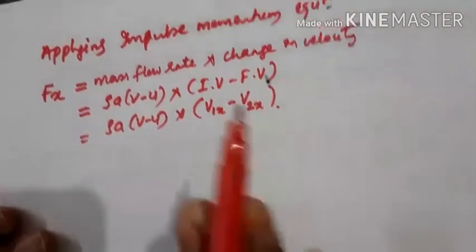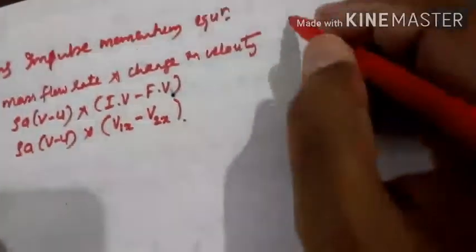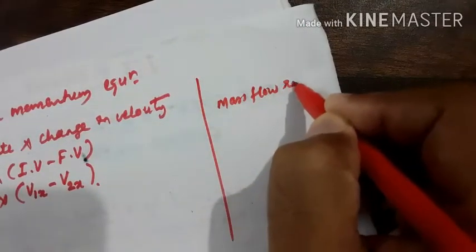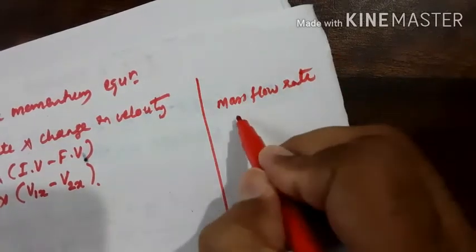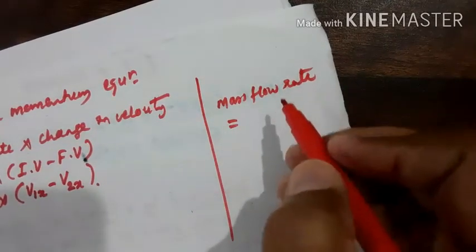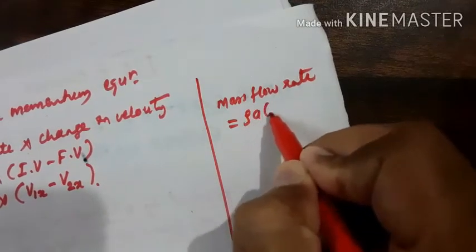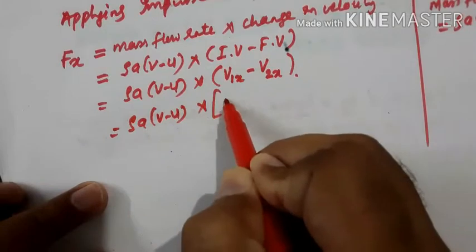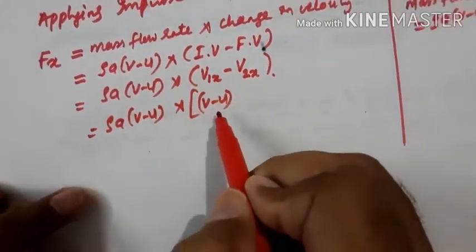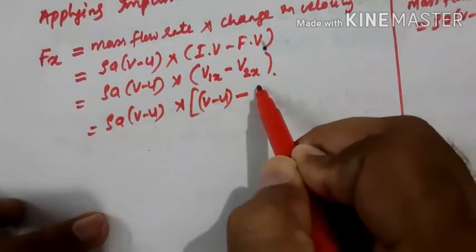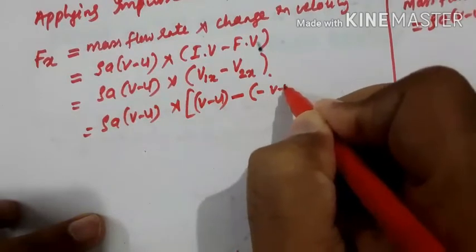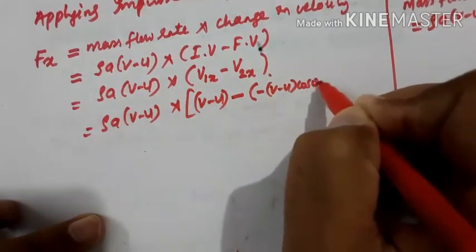So we are calculating force in x direction. So for the mass flow rate, or mass of liquid striking the plate, we have to take rho a (v minus u). We have to consider this one. Okay, then here rho a (v minus u) into v1x, which will be v minus u, with this velocity it is striking initially, minus of (v minus u) cos theta.